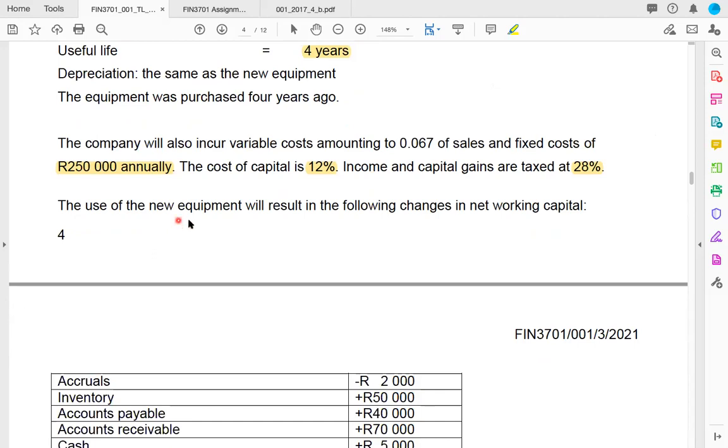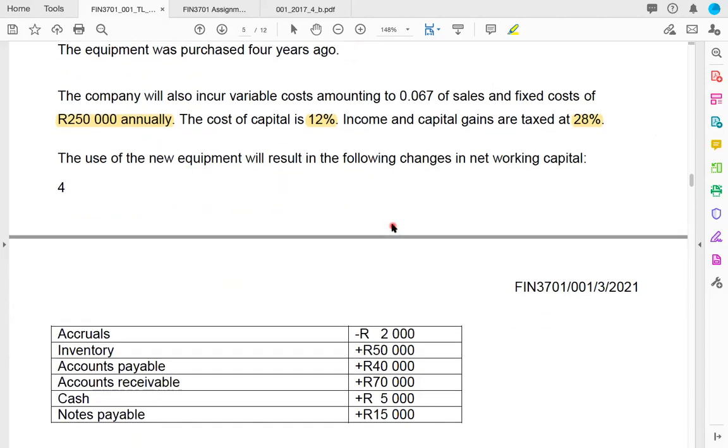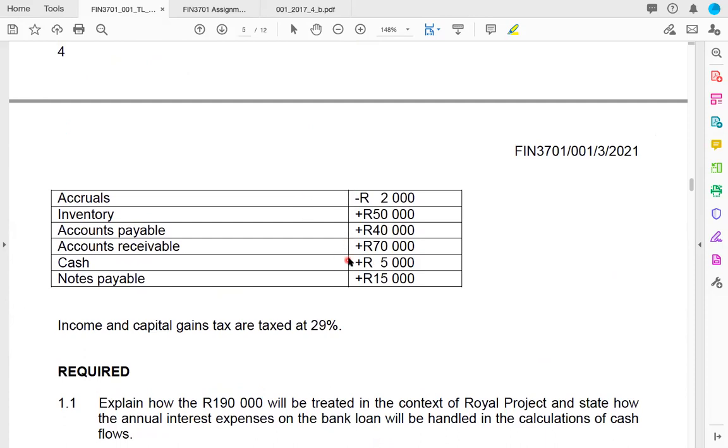So the use of the new equipment will result in the following changes in net working capital. Here you need to be able to identify what your current assets are and what your current liabilities are for the purposes of the calculation on the change in net working capital, which I'm also going to get at soon. Remember, inventory is a current asset. Accruals are current liabilities. Accounts payable, current liability. Accounts receivable, current asset. Cash, current asset. Notes payable, current liability. So this is just your basic accounting that you should be familiar with, hopefully.